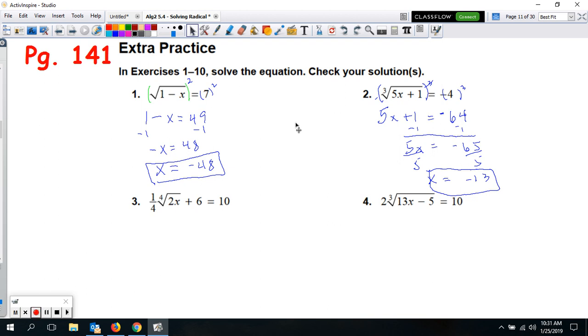First thing to do would be to get rid of the 6, so we're going to subtract 6 from both sides just to quickly get rid of that. So 10 minus 6 would give us 4 on the other side. So we have the 1/4 in front still of that radical, and it's equal to 4.